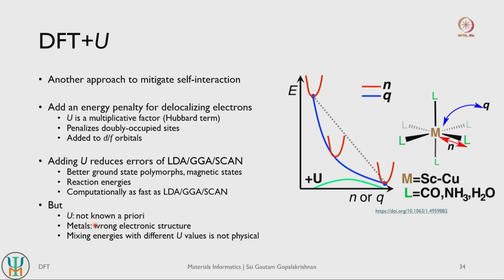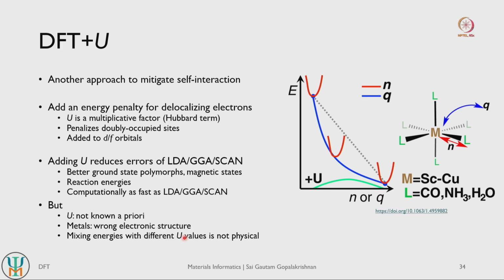So DFT plus U is bad news for metals, and if you use different U values for different compounds of the same transition metal, right. So for example, let us say in FeO and Fe2O3, FeO has iron in its +2 oxidation state, Fe2O3 has iron in its +3 oxidation state, and if you use two different U values for the two different oxidation states, then you cannot compare the energies of those two compositions in a straightforward fashion.